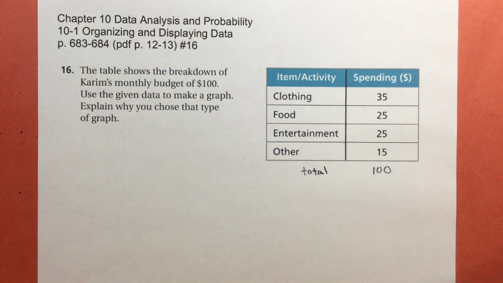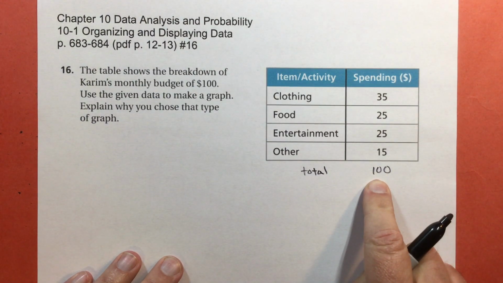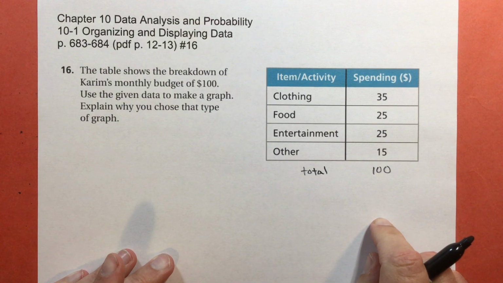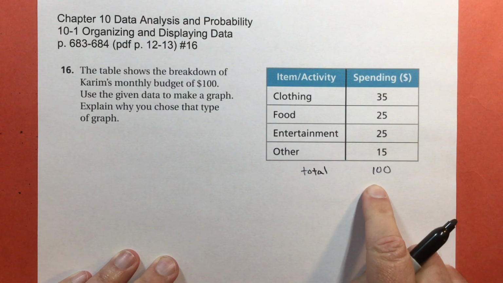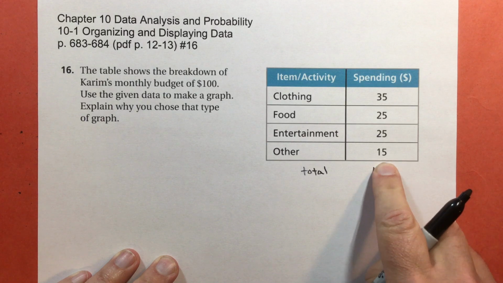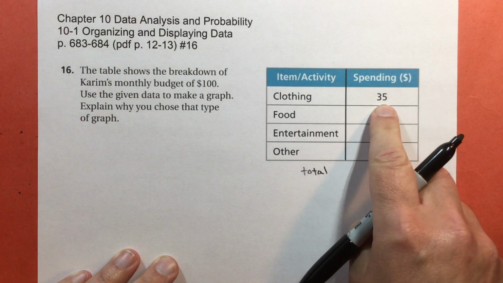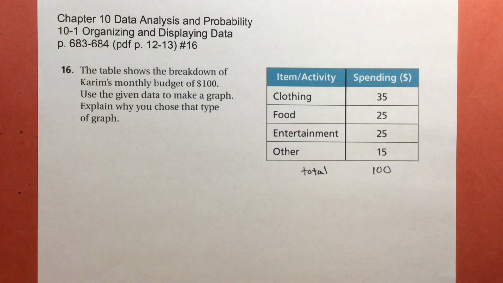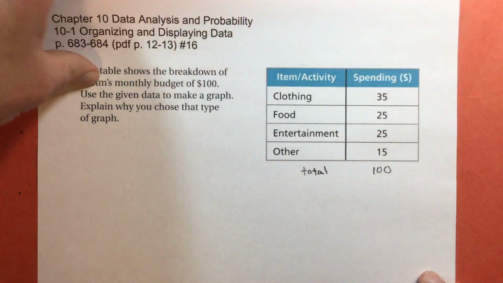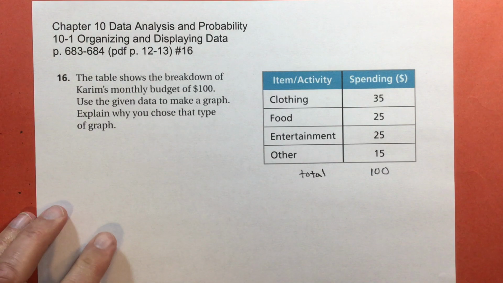So how would I draw a circle graph with this? Well, I would need to find the percent. The cool part is this is easy. Percent means out of 100. So each of these actually represents the percent. 35% of the $100 is $35. Kind of wish they hadn't done that, but it makes it easier for you to do.